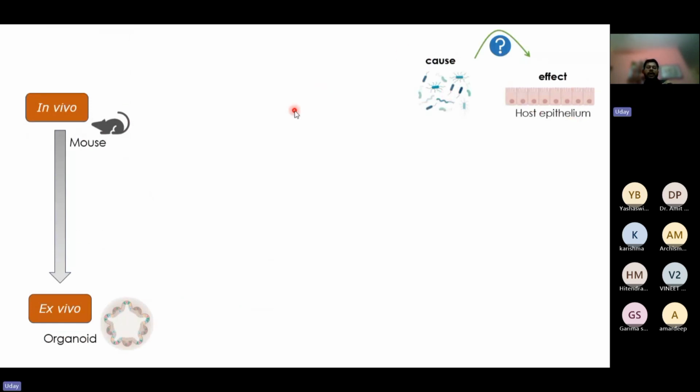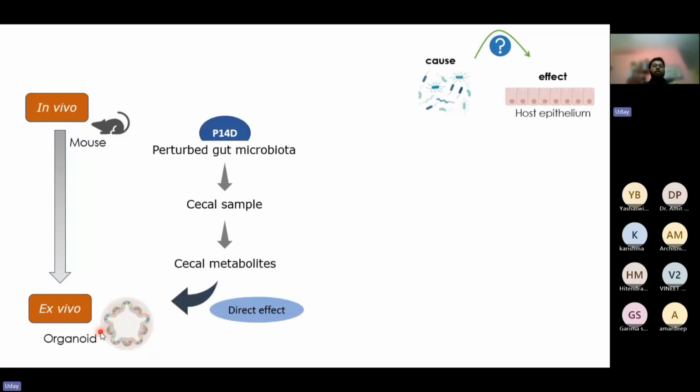So for that, we planned our future experiment in a different way. Because in the in vivo system, it is very difficult to say any kind of direct effect, because there are so many factors, like so many microorganisms out there. Also, there are some confounding factors like immune cells. They can also modulate the host epithelium. So we generated an ex vivo model, that is a 3D organoid model. So only the epithelial cell layers will be there. Okay, and we wanted to see whether this metabolite has any role on it.